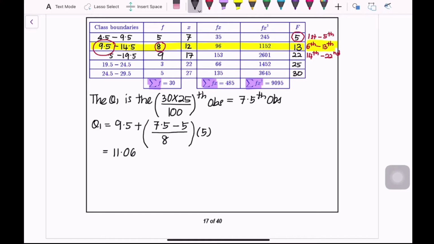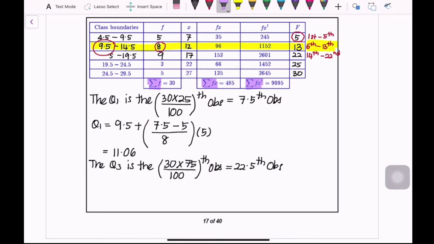For Q3, the Q3 is 30 times 75, because Q3 is P75 over 100, observation. So it is equal to 22.5 observation.